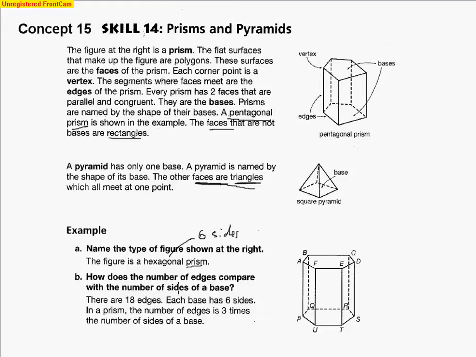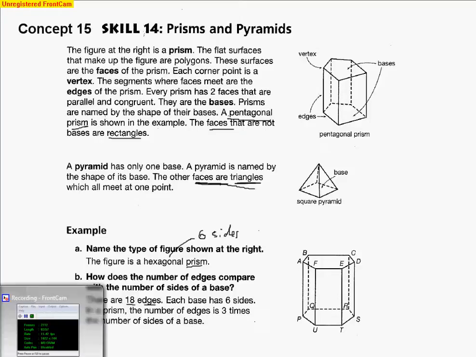So then they ask us some questions about that. How does the number of edges compare with the number of sides of a base? Well, the edges go around. So we've got 6 edges going around the top. We've got 6 edges going around the bottom. So that makes 12. But then we have 6 edges that are connecting the top to the bottom. So that's why they said there's 18 edges. So again, each base has 6 sides, and if we multiply the 6 by 2, we get 12, but then another set of 6 going up and down.